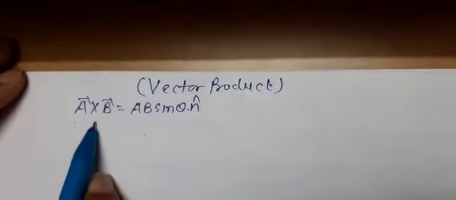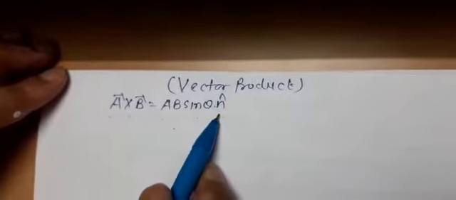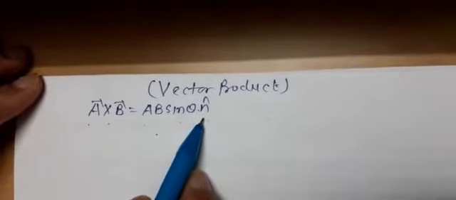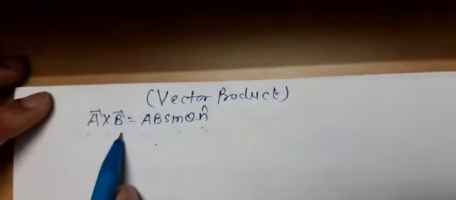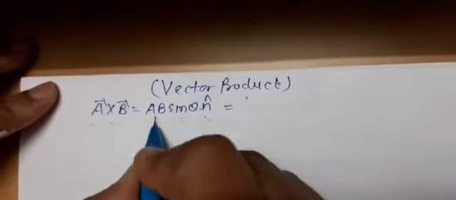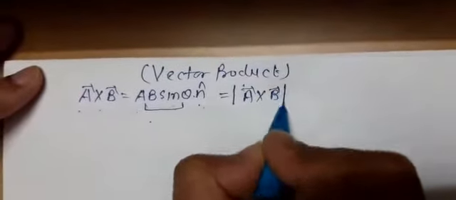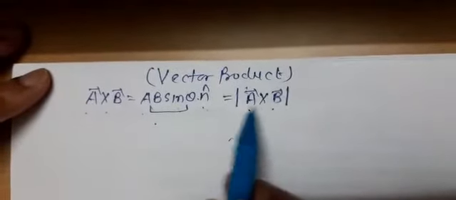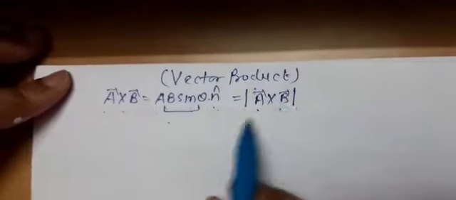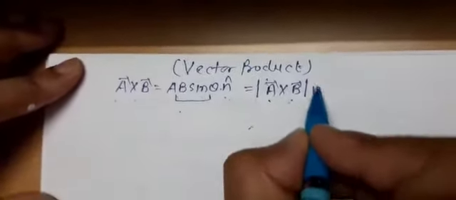As A cross B is AB sine theta n cap, where n cap is a unit vector pointing perpendicular to the plane containing A and B, AB sine theta can also be written as the modulus of A cross B. This is only the magnitude. So when I put this modulus bar sign over here, it means I am taking only its magnitude.